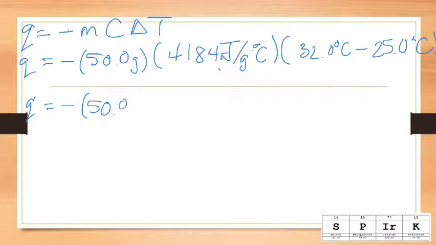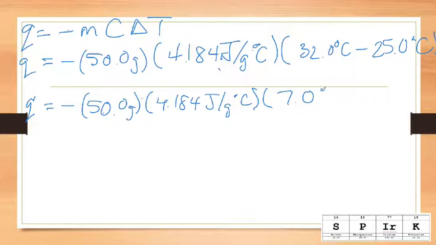So we have 50.0 grams times 4.184 joules per gram degree Celsius times, with sig figs, this is 7.0 degrees Celsius, because remember when we subtract, we go by the lowest number of decimal places. So now we just need to multiply this through. So Q is equal to negative 1500. If you type this into your calculator, you're going to get about negative 1464. But because of that 7 degrees Celsius, we want 2 sig figs.